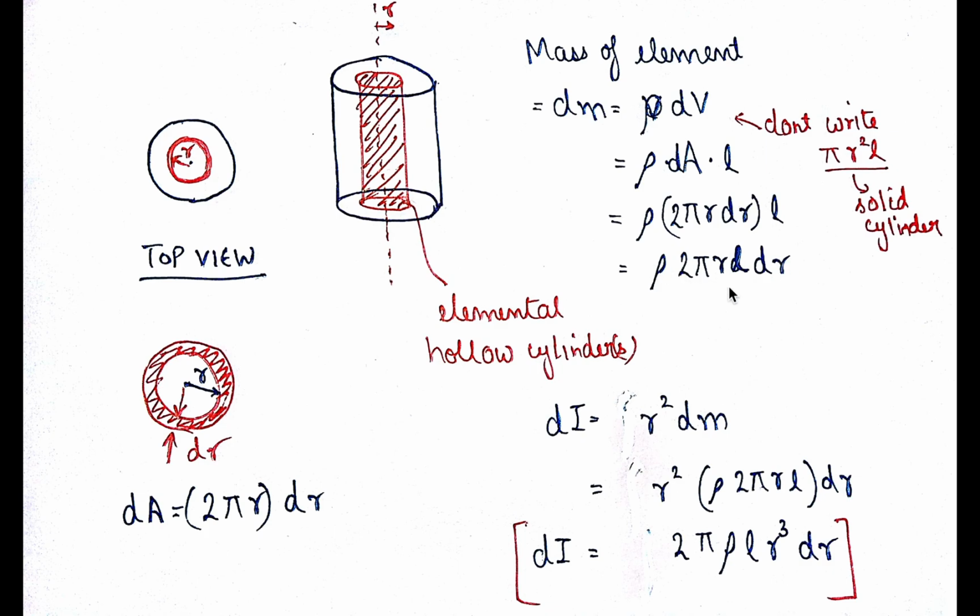Now the moment of inertia of this elemental hollow cylinder will be equal to r square into dm, that we already know. So this is r square, dm you will get from here, put it in this, and you will get dI equals something like this. Now you don't need to remember any of these expressions, you just have to remember the final result and how this final result has come. The method is very, very important.